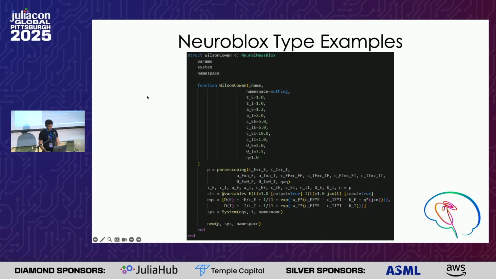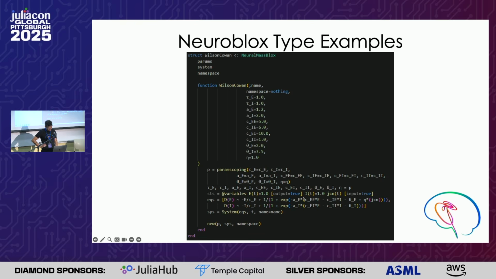And then in practice, this is what one of these block definitions might look like. This is our Wilson-Cowan block, and it's just a struct that's currently holding a ModelingToolkit ODE system. When you define one of these blocks, it has a bunch of parameters that describe certain things about the cell or the population you want to talk about. I don't really know the details of what these parameters in particular mean for this model, but then you have your parameters, then you have states. In this case, this is the E and the I.